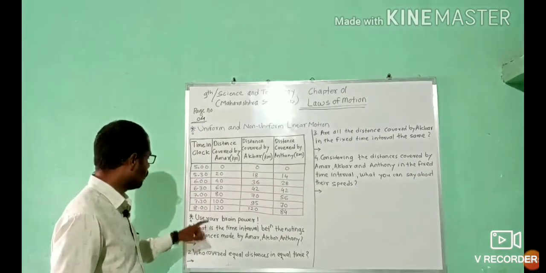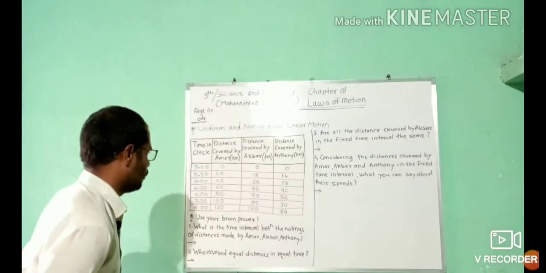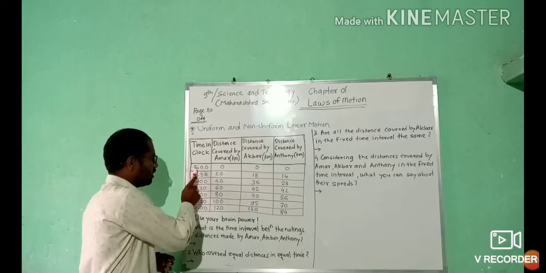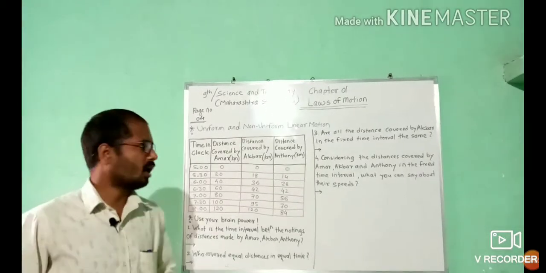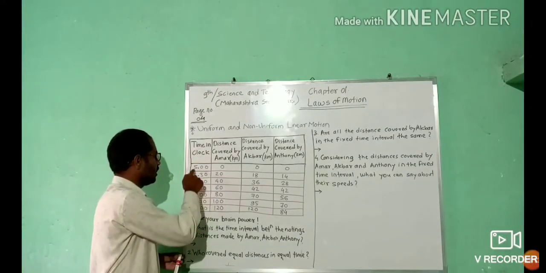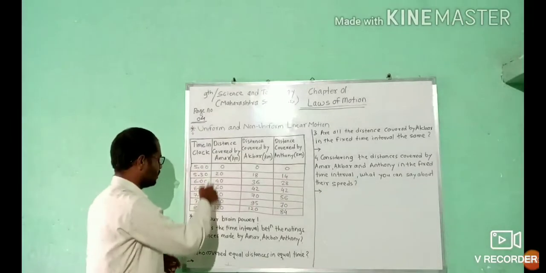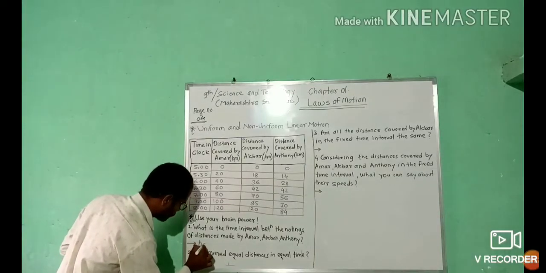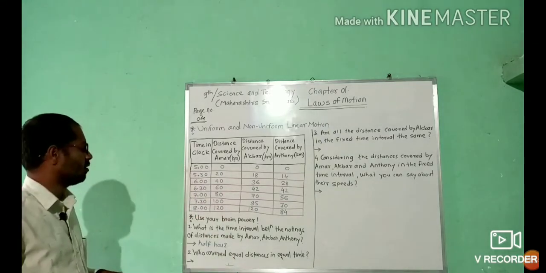So let's start. The first question is: what is the time interval between the notings of distances made by Amar, Akbar and Anthony? The first noting was at 5, when they started. The next noting is at 5:30, which means after half an hour. Then 6, 6:30, 7, 7:30, 8. So they noted down after every half hour. The answer is that it is half an hour.